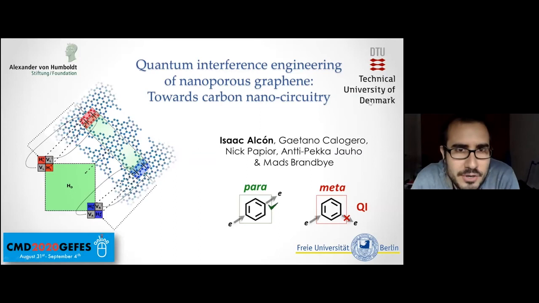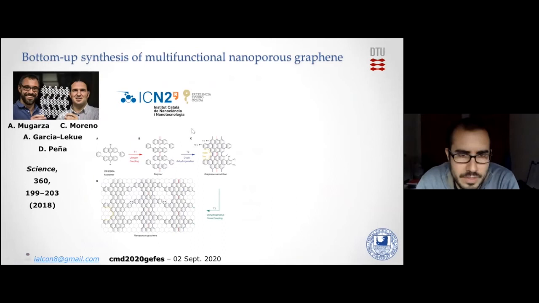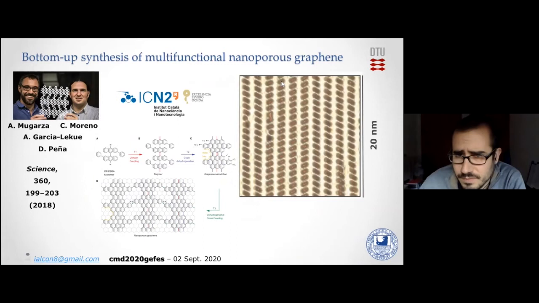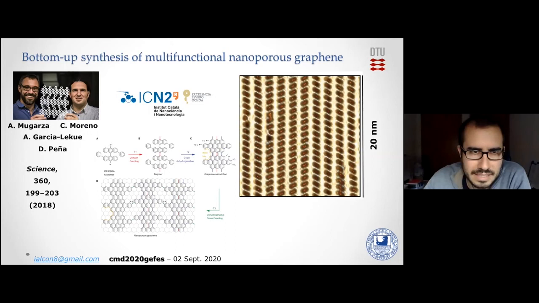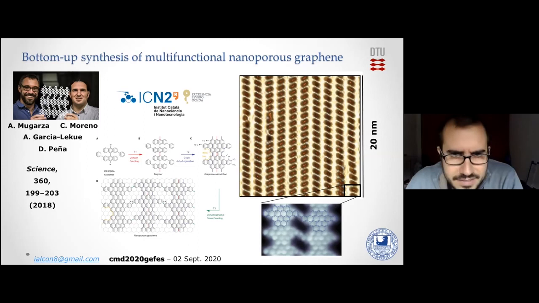It's about using quantum interference as a way to engineer nanoporous graphene. Most of the people, I guess, know very well, especially the organizers, this work by César Mugarza, Aran, Diego Peña, and so on, of the bottom-up fabricated nanoporous graphene, which, as Peter was highlighting at the beginning, has this very important feature that it's atomically precise, as many of the studies that we have seen during the different sessions, also on Monday, when we saw different nanoribbons fabricated from a bottom-up approach.